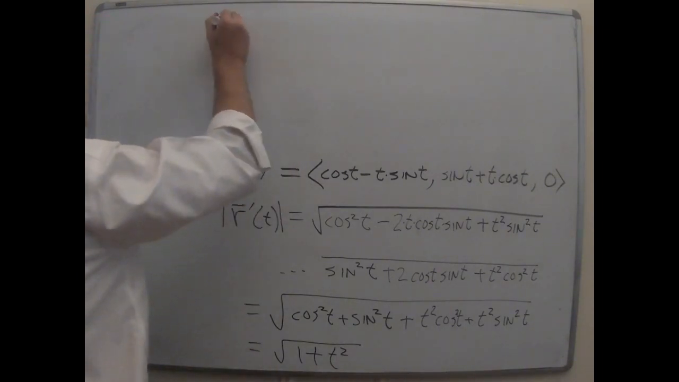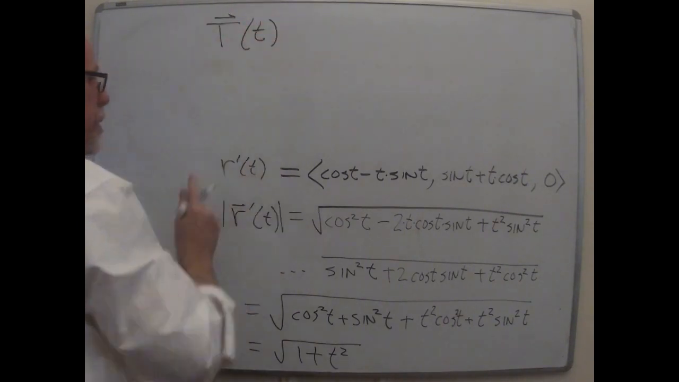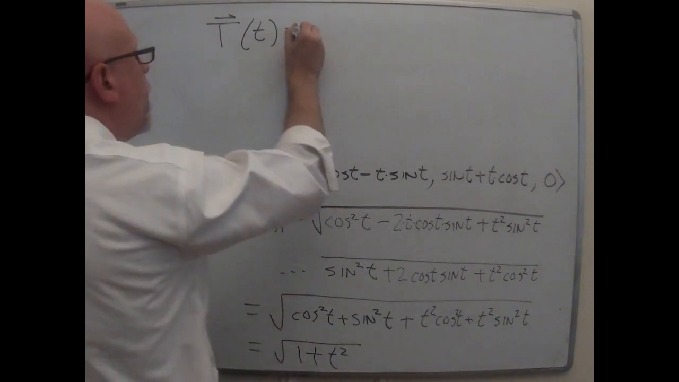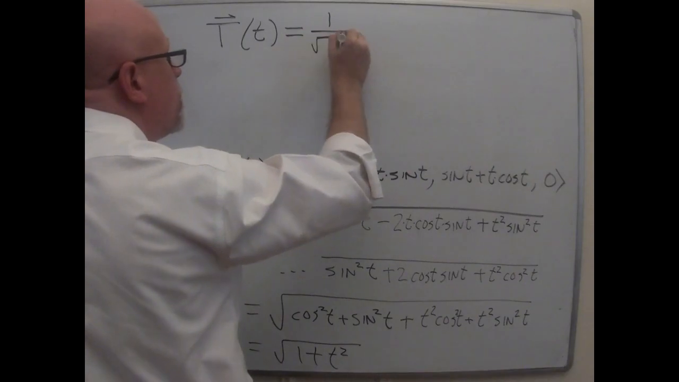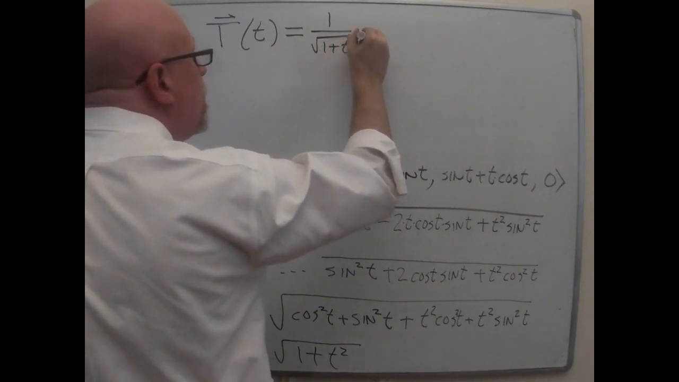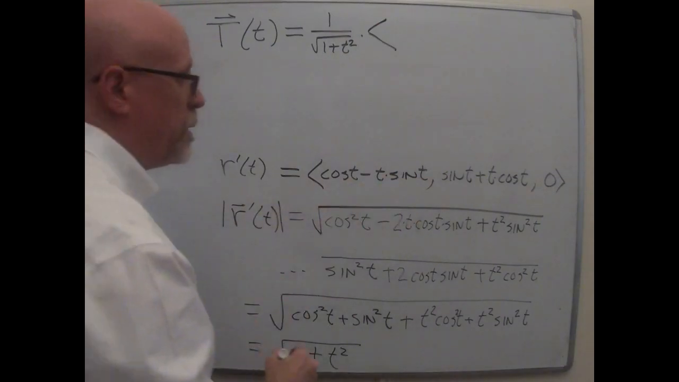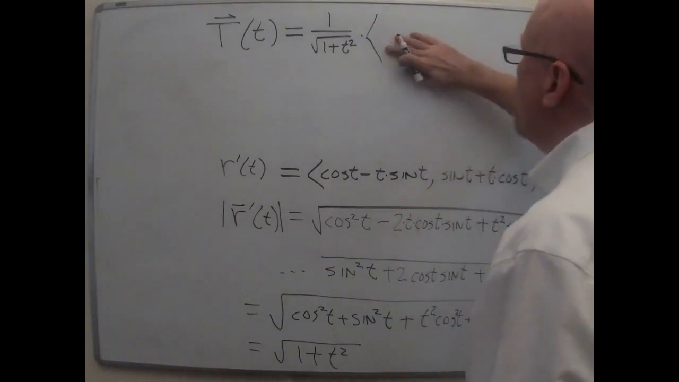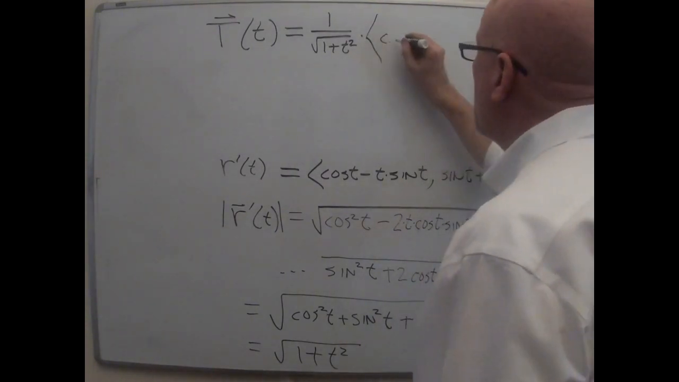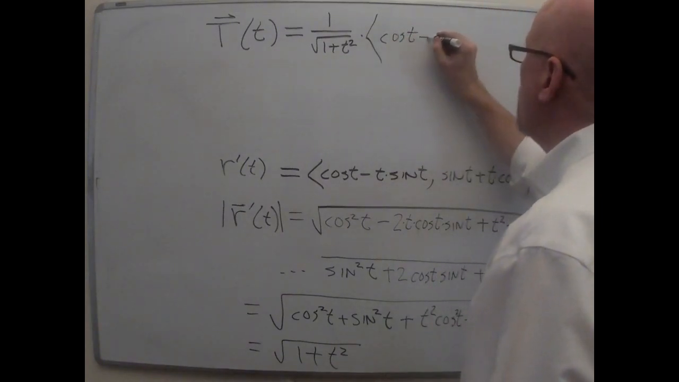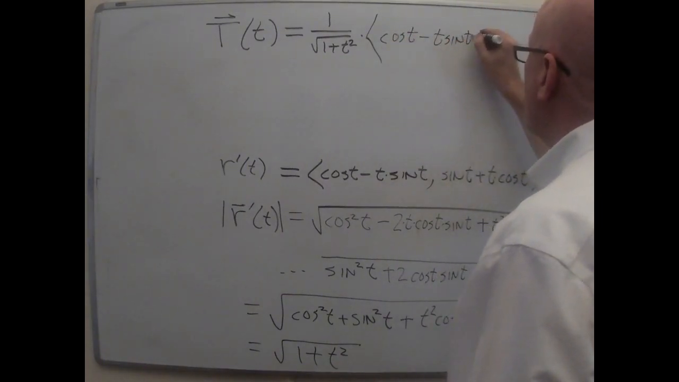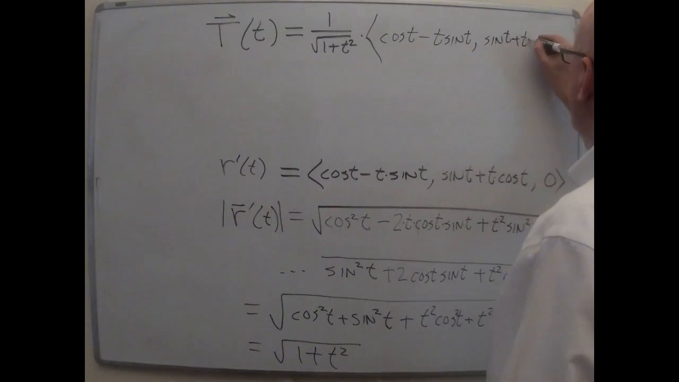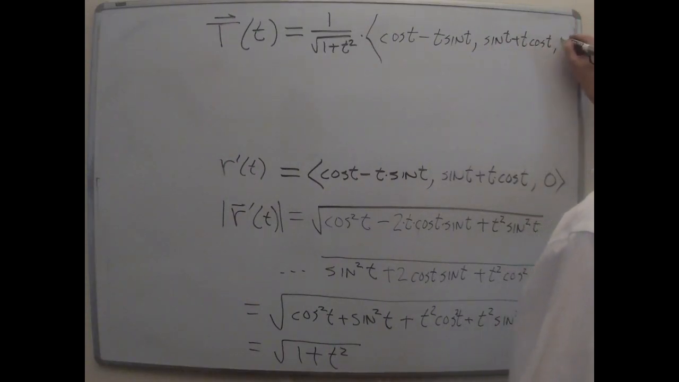But up here, let's figure out what T of t is, the unit tangent vector. Well, it's just going to be divide by square root of 1 plus t squared. So I'll write it as 1 over square root of 1 plus t squared up front. And then we'll have the rest of the terms of this. I need to make a nicer angle brace. All right, cos t, well, I'm just copying, aren't I? Cos t minus t sine t, sine t plus t cos t, and 0.